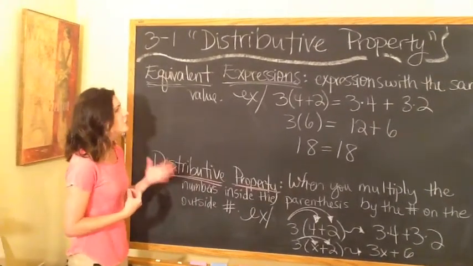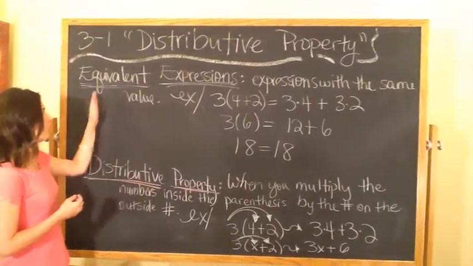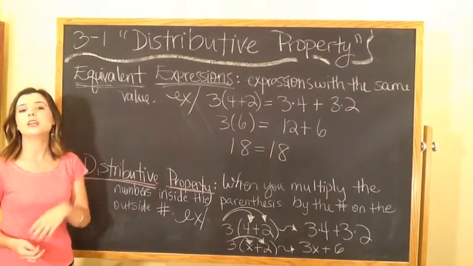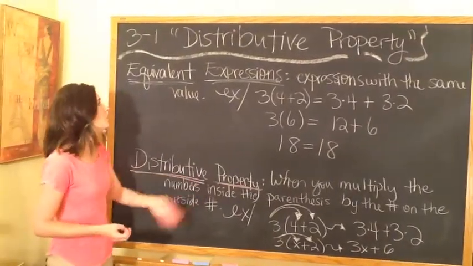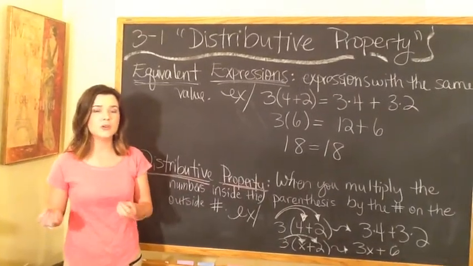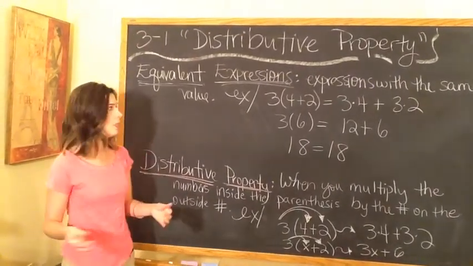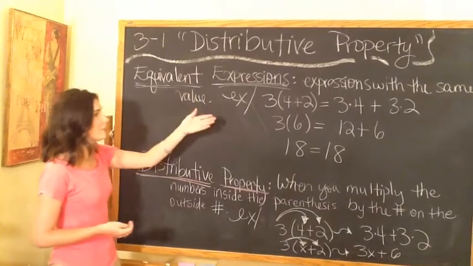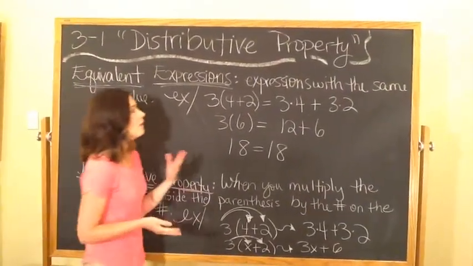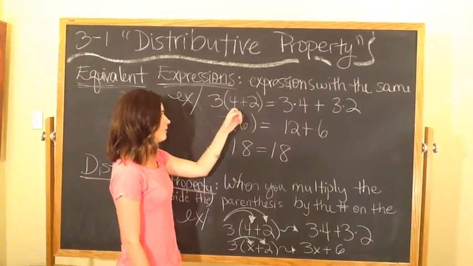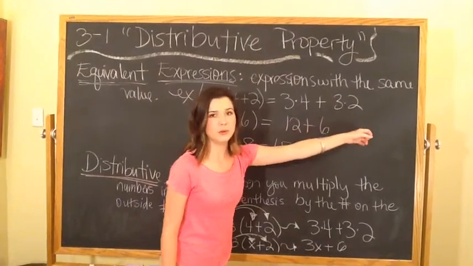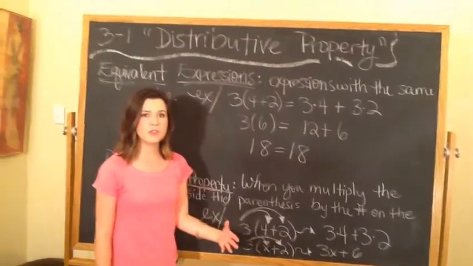So our first term that we need to talk about real quick is equivalent expressions. If you see the word equivalent, you'll think of the words equal to. So we're looking for two expressions that look different, but once you solve them out, they give you the same answer. So equivalent expressions are expressions with the same value or the same answer. An example of this would be 3 times (4 plus 2) and 3 times 4 plus 3 times 2. They look different, but they're going to give you the same answer.